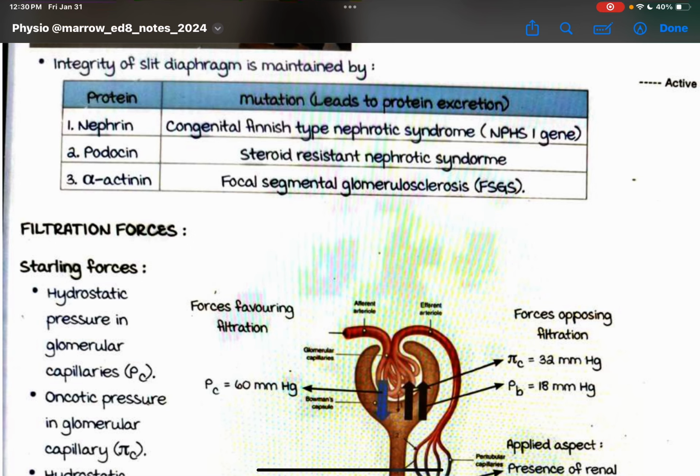Nephrin mutation leads to protein excretion. So a nephrin protein mutation will cause protein excretion, and the syndrome is congenital Finnish type nephrotic syndrome, NPHS1 gene. Podocin: steroid resistant nephrotic syndrome. Alpha-actinin: focal segmental glomerulosclerosis, FSGS.